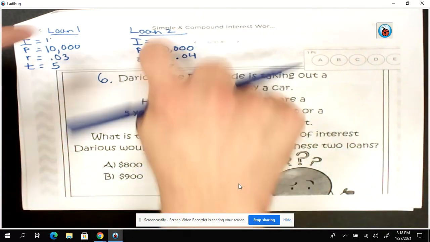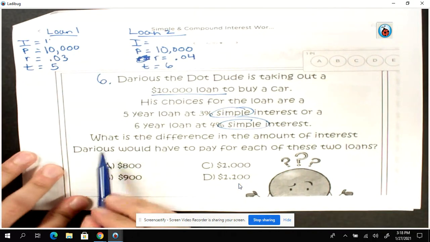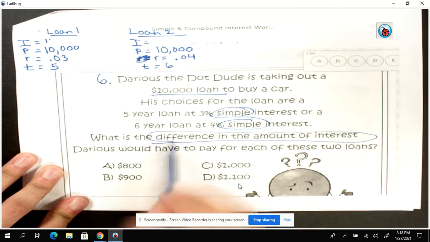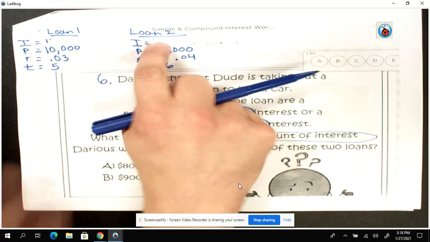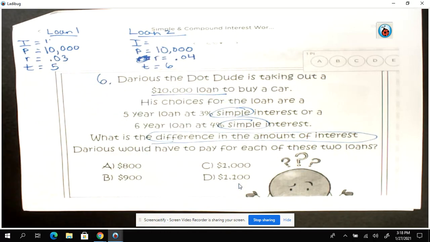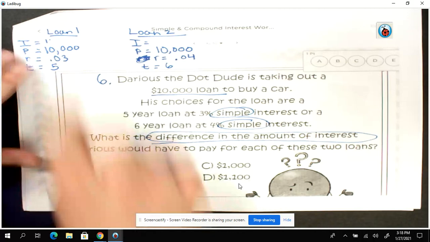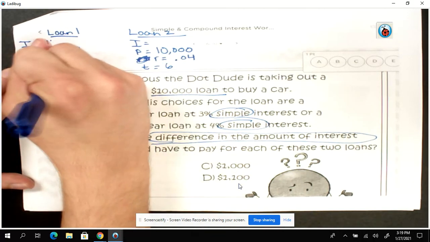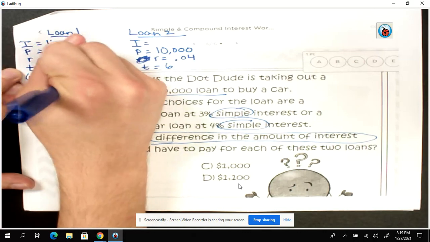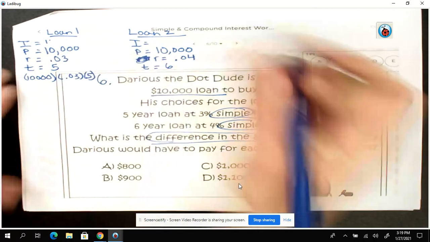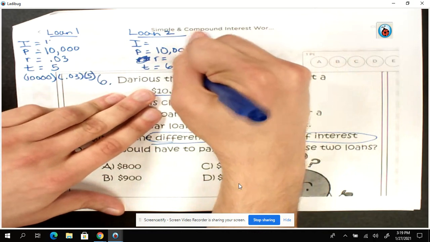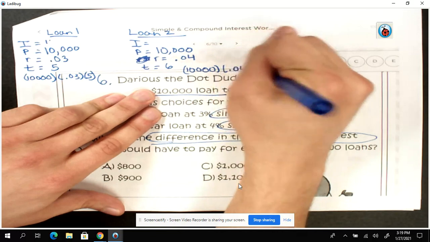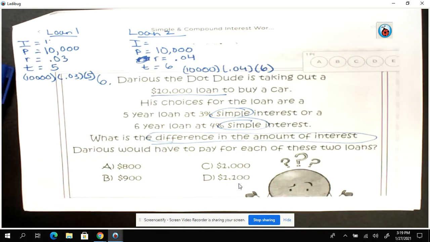Now we need to find the interest for both of them. The question is asking, what is the difference in the amount of interest? So that means we need to find the interest of loan 1, the interest of loan 2, and then subtract those, and that's what our answer is going to be. So this one is going to be 10,000 times 0.03 times 5, and this one is going to be 10,000 times 0.04 times 6. Type these in.